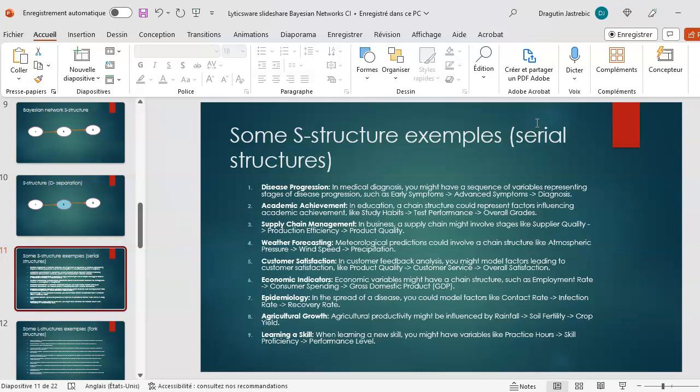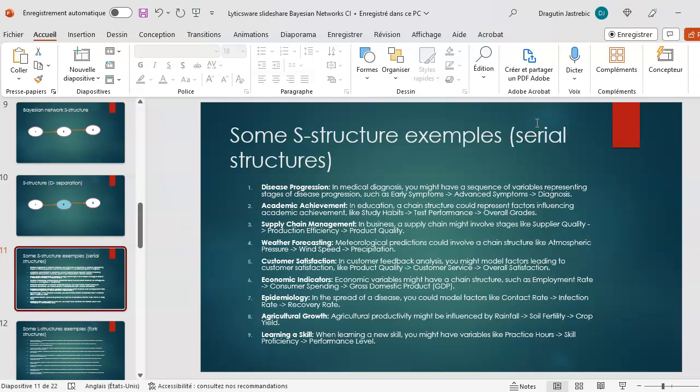Disease progression. In medical diagnosis, you might have a sequence of variables representing stages of disease progression, such as early symptoms, advanced symptoms, and diagnosis. Academic achievement. In education, a chain structure could represent factors influencing academic achievement, like study habits, test performance, and overall grades. Supply chain management. In business, a supply chain might involve stages like supplier quality, production efficiency, and production quality.